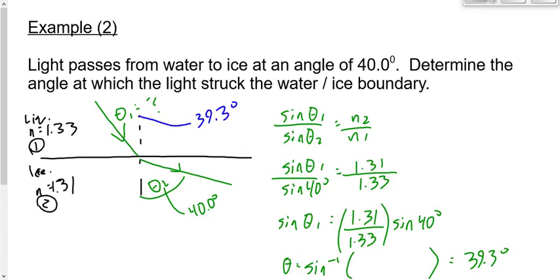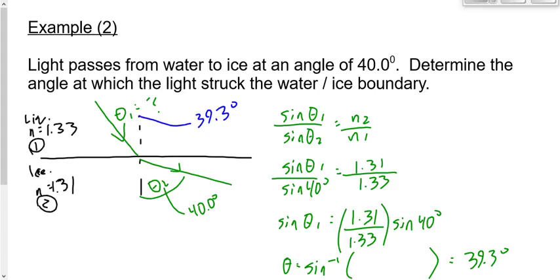Okay, this kind of comes back a little bit to what we were saying over here a few minutes ago, or the question we had over here a few minutes ago. Why is it n2 over n1? Look at what's happening here. The index of refraction goes down. The speed, because it's inversely related, will go up. The wavelength will go up.